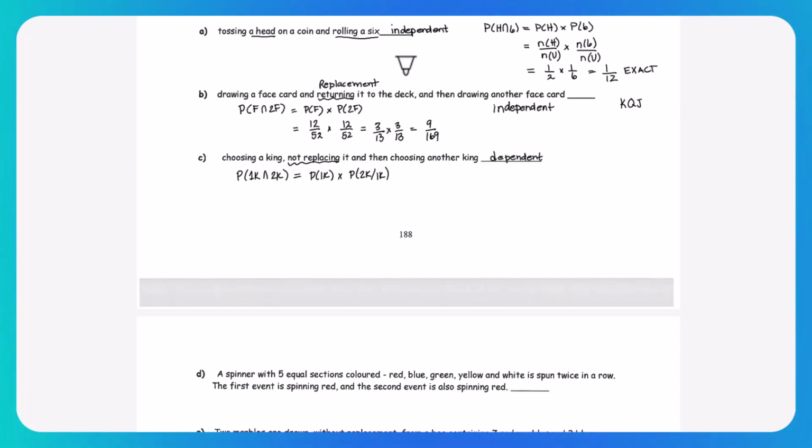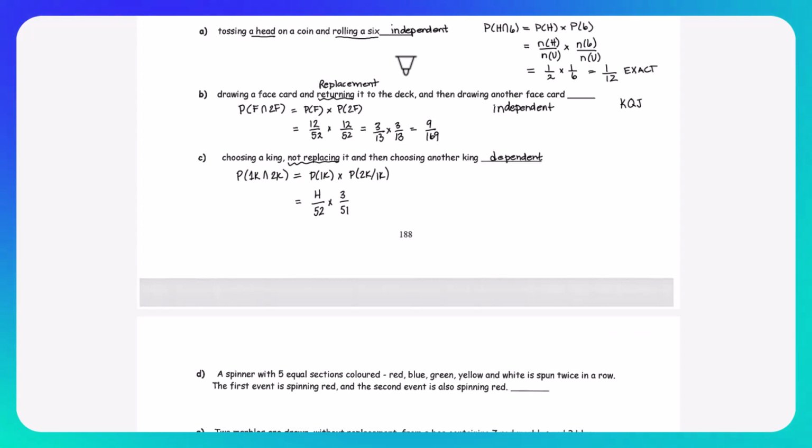So let's look at what we have here. Well, we can say, what are the number of kings to start with? Well, there were 4 kings and there were 52 cards in the deck. So the probability is 4 over 52. Now the second probability is going to change. That's going to change because we have already taken out a king. So the total number of kings now is only going to be 3, but also the total number of cards is going to be reduced to 51. So in this case, we now have 4 over 52 times 3 over 51.